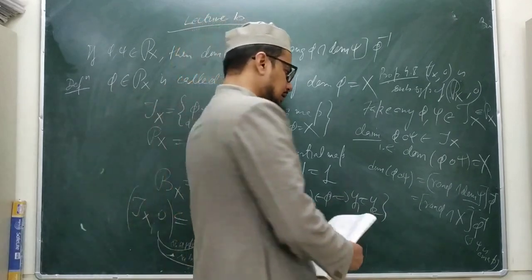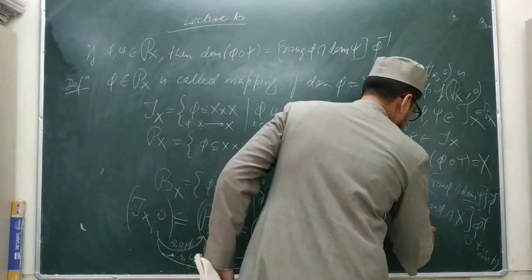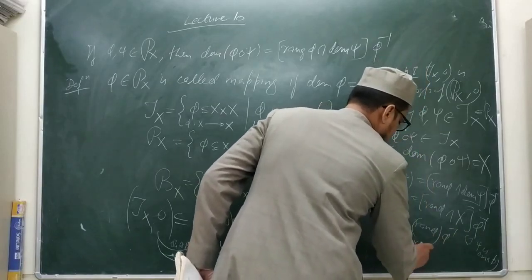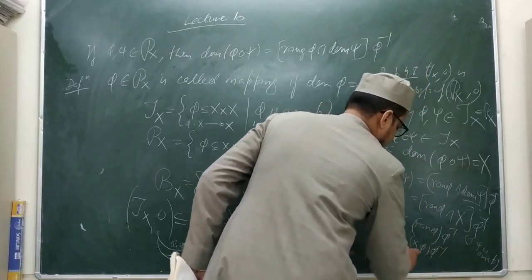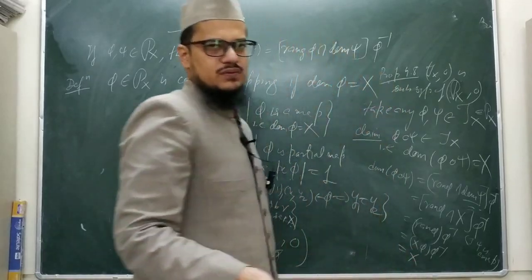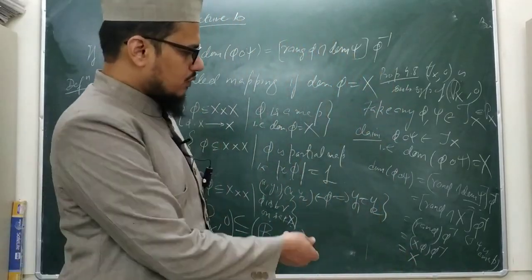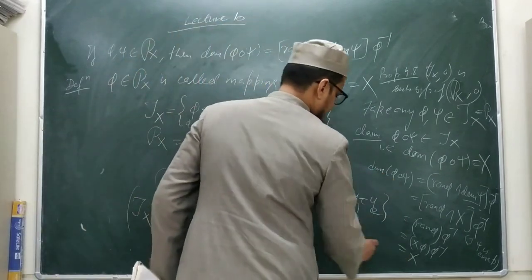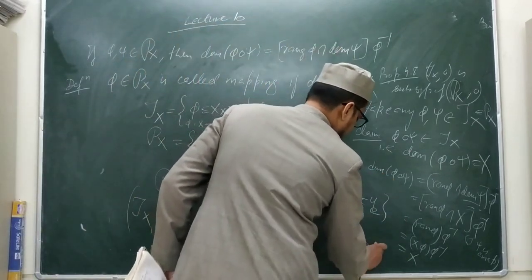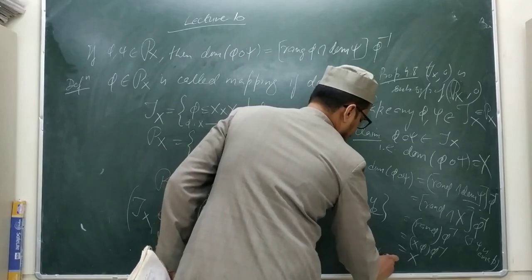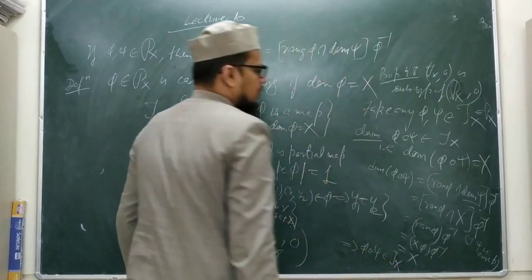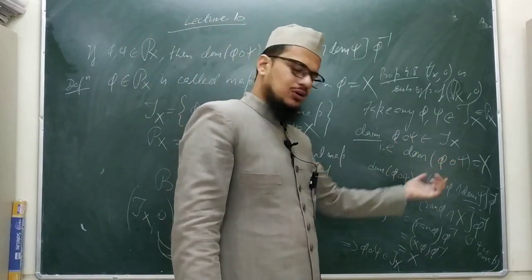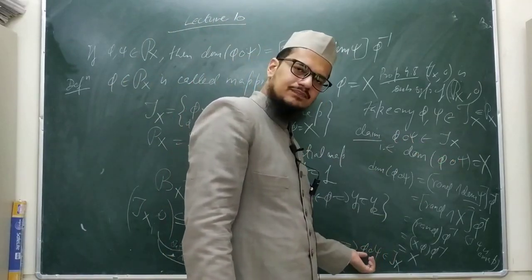So what will be here? It is range phi into phi inverse. Range phi means there is X phi, phi inverse. So phi inverse will cancel out. So what will be the result? X. So domain of phi composition psi is equal to X. It implies phi composition psi goes in tau X. So we have proved that tau X is closed with respect to this composition.